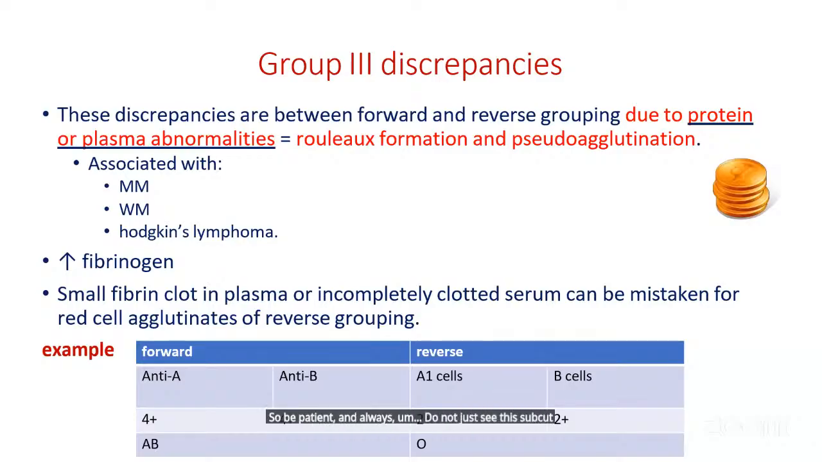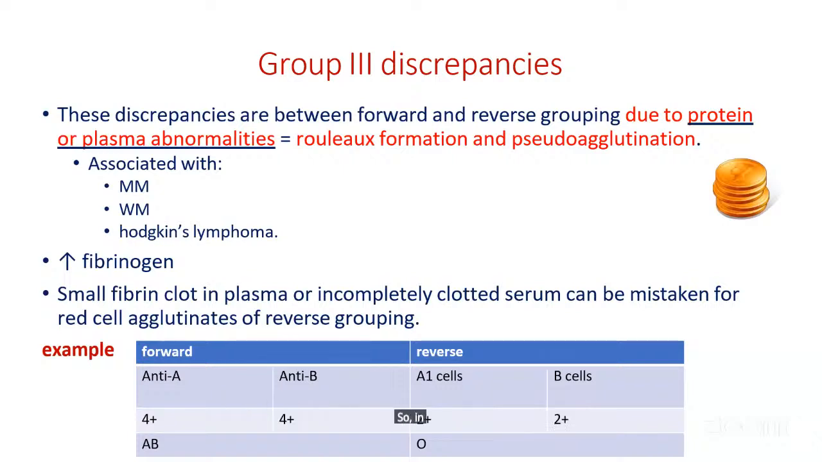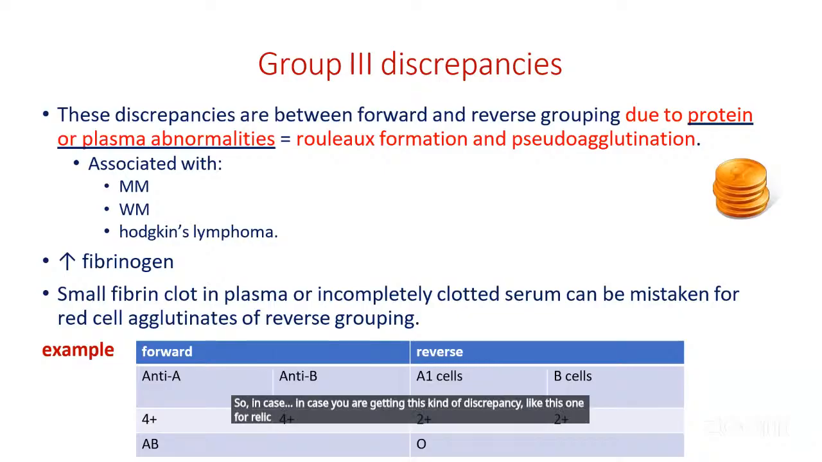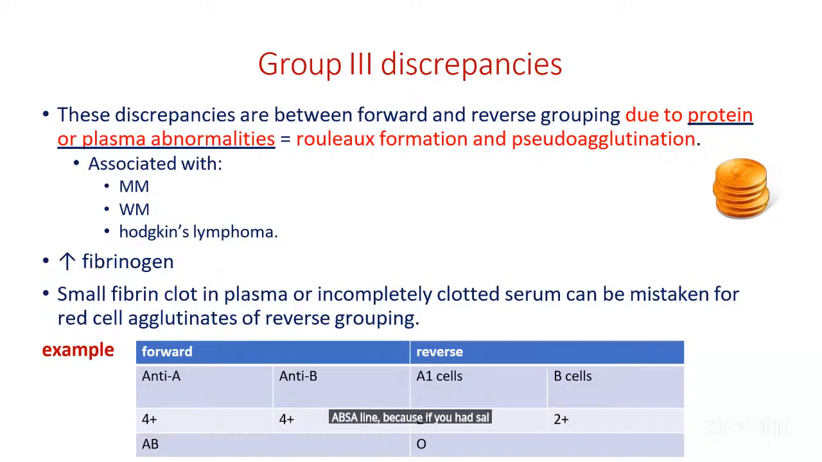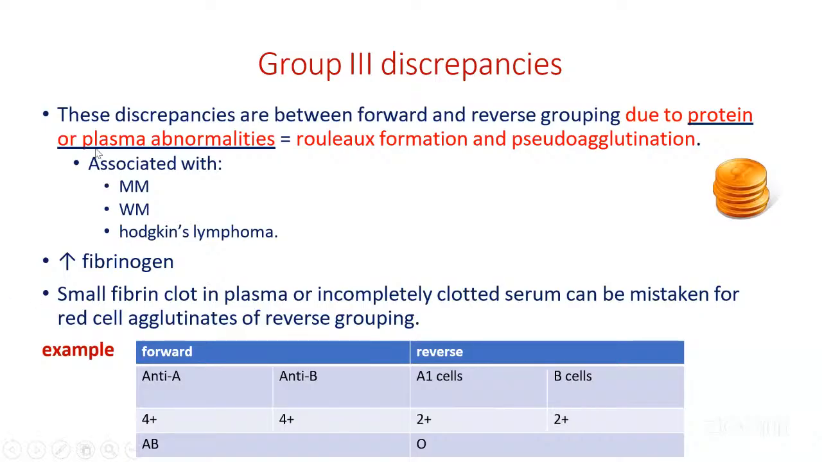We said resuspend. So in case you are getting this kind of discrepancy, like rouleaux formation, you need to add saline, because if you add saline and resuspend, the saline will disperse the cells, and therefore the agglutination will not be there. But if it is true agglutination, it will persist. This one you are likely to see.